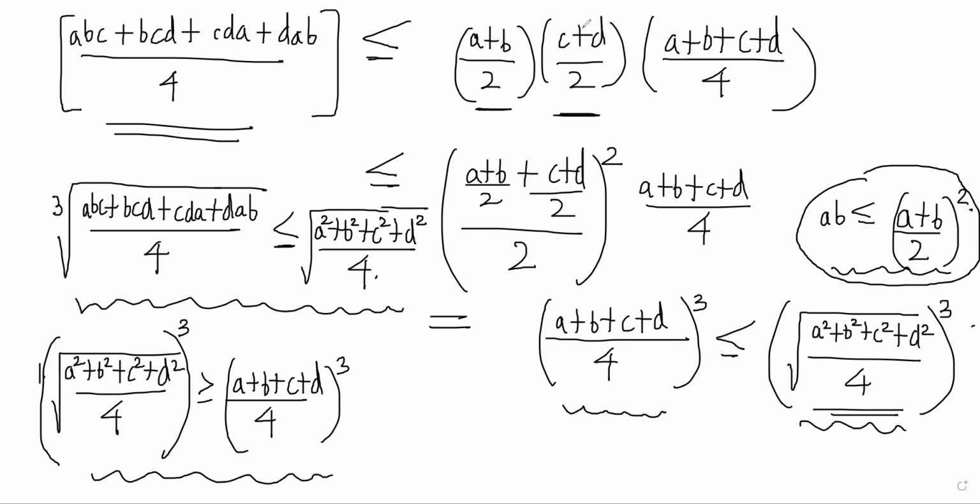Then I took common (a plus b) by 2 and (c plus d) by 2 outside, and I got (a plus b plus c plus d) by 4. And then I applied AM-GM once again on the first two factors. And then the problem is solved after that. Right? So hopefully you've understood this problem. We'll move on to the next question now.